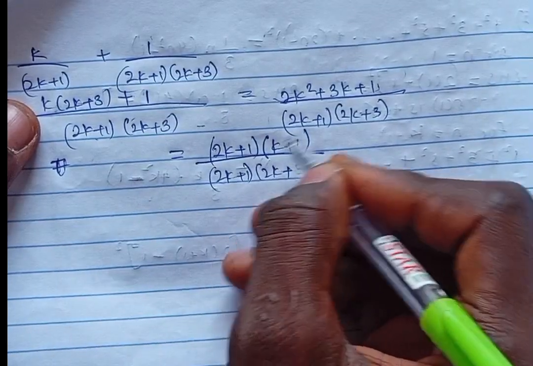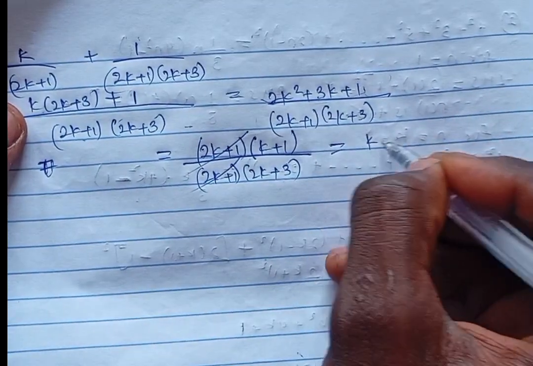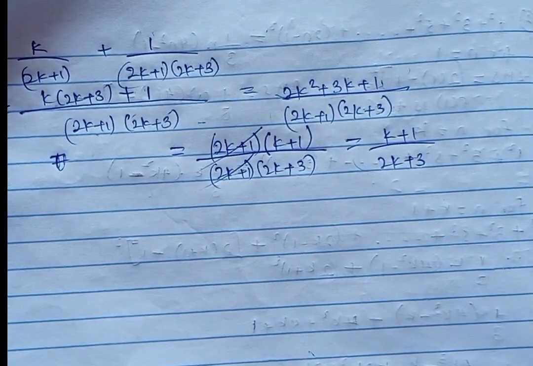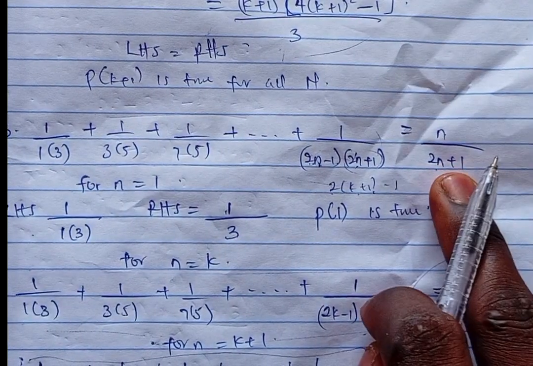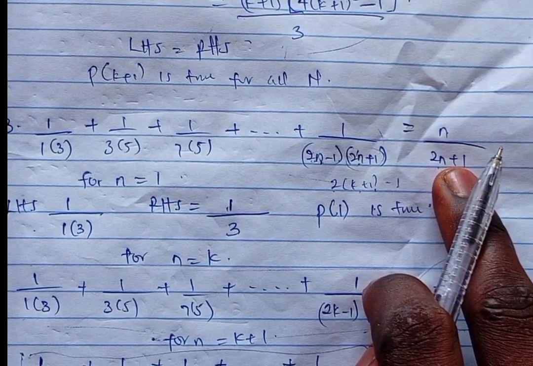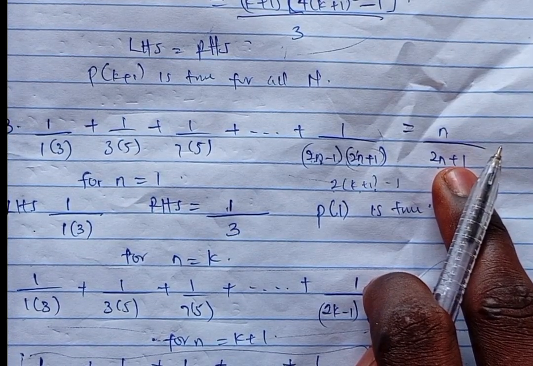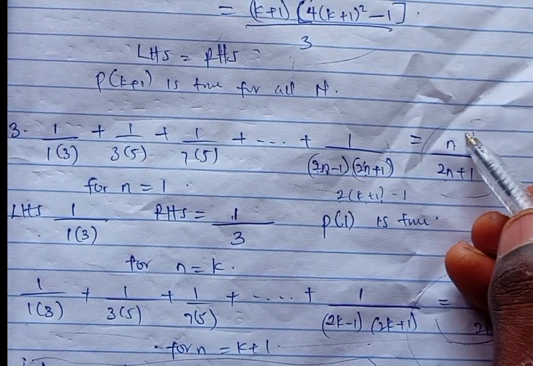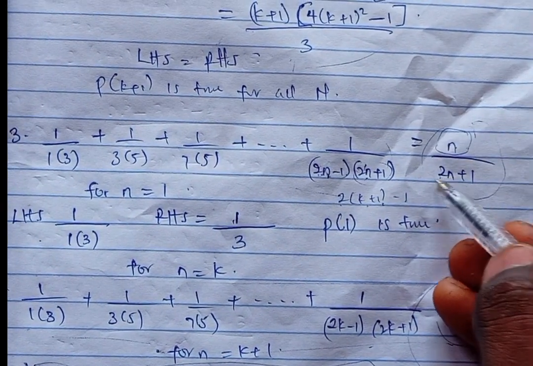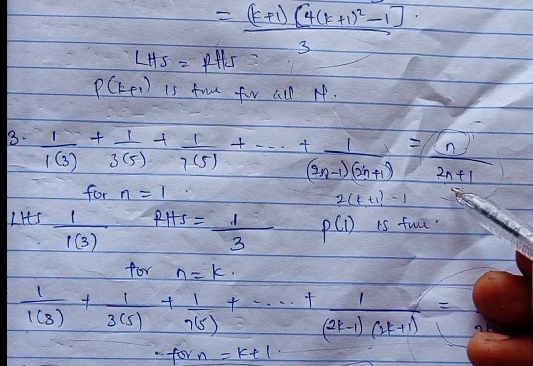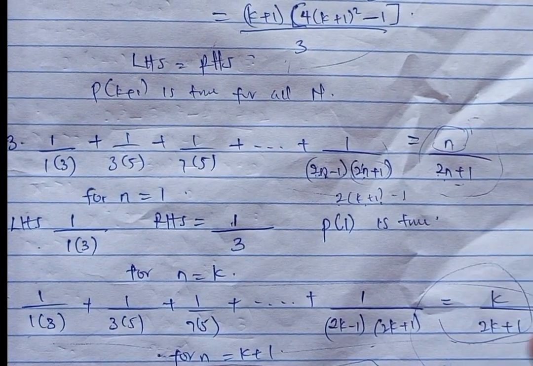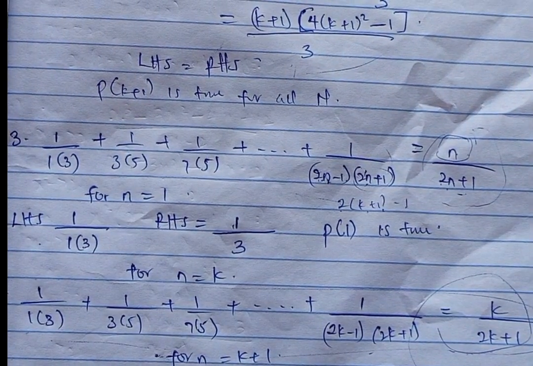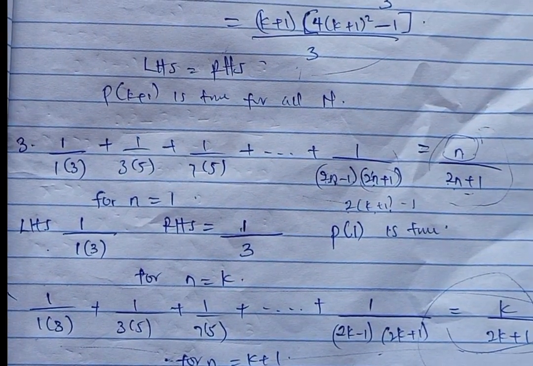You can now see that this one will cancel out. We have k plus 1 over 2k plus 3. Now this is your final answer. You now go back to the question. Here, what they give us in the question, you know that in your final solution you get k plus 1 over 2k plus 3. Now test for k plus 1. Here you will see that you will have the same thing. This one will be k plus 1 over 2 into (k plus 1) plus 1, which will give you 2k plus 3. That means the left hand side is equal to the right hand side, and that makes this statement true for all natural numbers. So that's that for that one too.